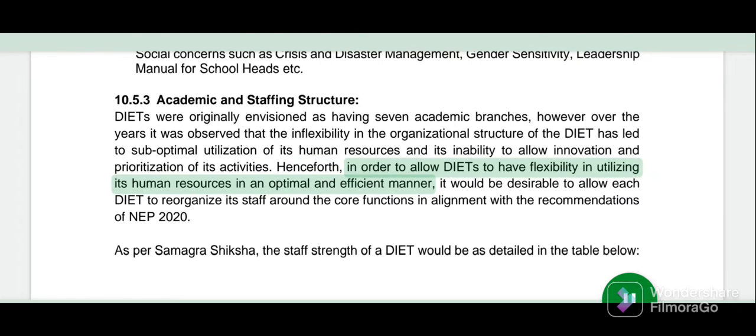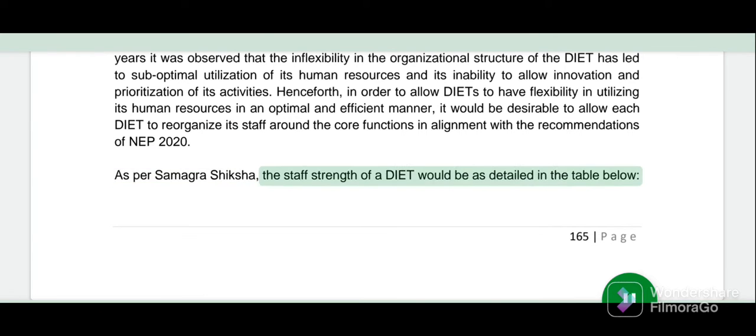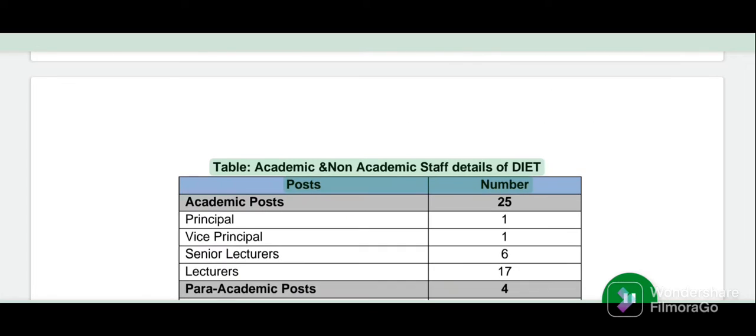Henceforth, in order to allow DIETs to have flexibility in utilizing their human resources in an optimal and efficient manner, it would be desirable to allow each DIET to reorganize its staff around the core functions in alignment with the recommendations of NEP 2020. As per Samagra Shiksha, the staff strength of a DIET would be as detailed in the table below, page 166. Table: Academic and non-academic staff details of DIET, posts, number.